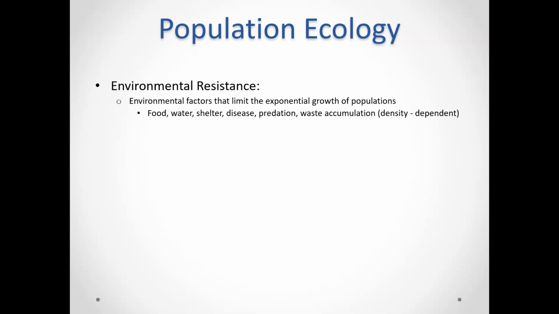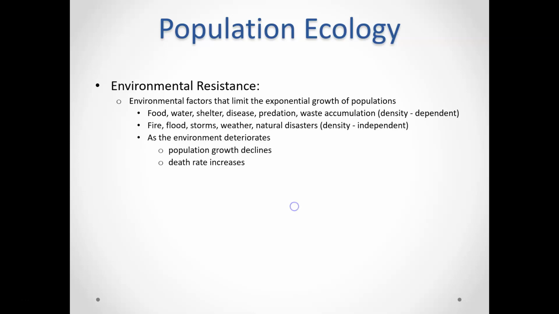All of these factors that limit population growth are referred to as density-dependent factors. So the more individuals you have in that population, the greater these factors will play into limiting their size. There are other things like fires and floods and storms and weather and other natural disasters that could also limit a population's size, but we refer to these as density independent. These don't really depend on the size of the population. It could be small or large, and they could still be impacted. But all of these things impact our populations.